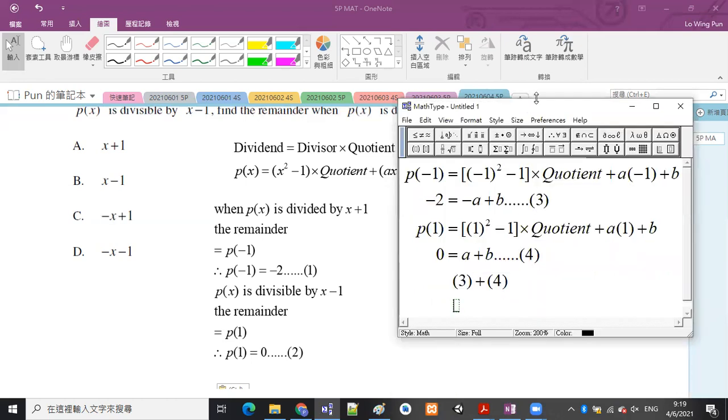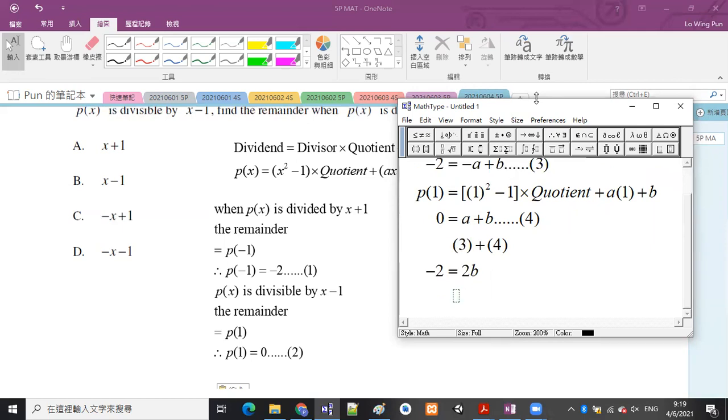Okay, so I'm adding equation 3 to equation 4. Left-hand side, -2 plus 0 is -2. And then right-hand side, the a terms, we have -a plus a cancelled by each other. And for the b terms, we have b plus b. That should be 2b. So from this equation, we can find that b should be equal to -1.